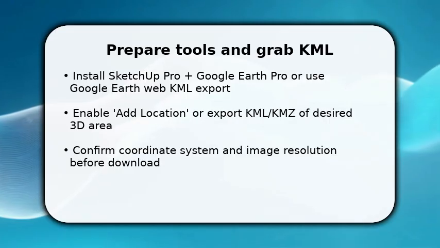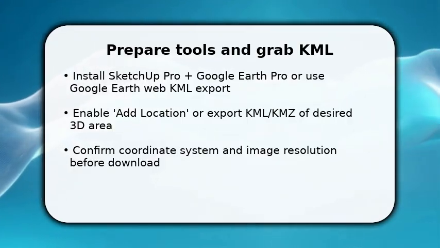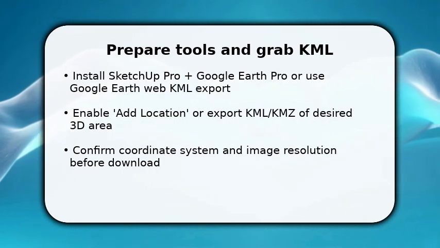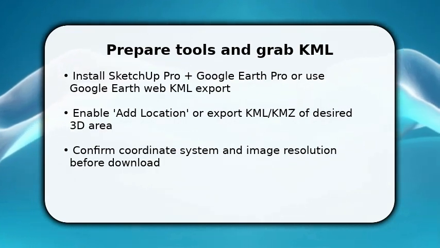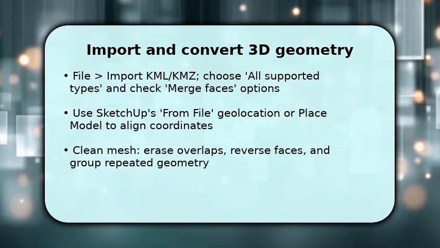In SketchUp, prepare a new model with a matching unit setup and set the geolocation tool ready. These steps let you import geometry and align textures accurately when you bring the file into SketchUp. You import the KMZ into SketchUp using File, Import, selecting the KML/KMZ and choosing to import as geometry.